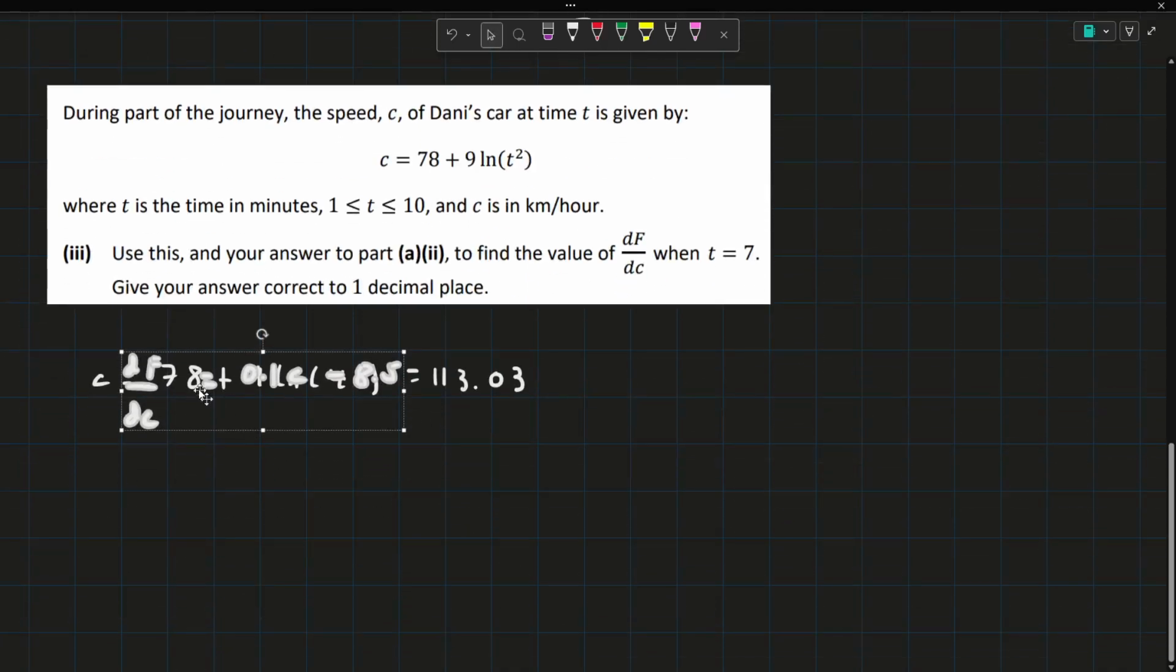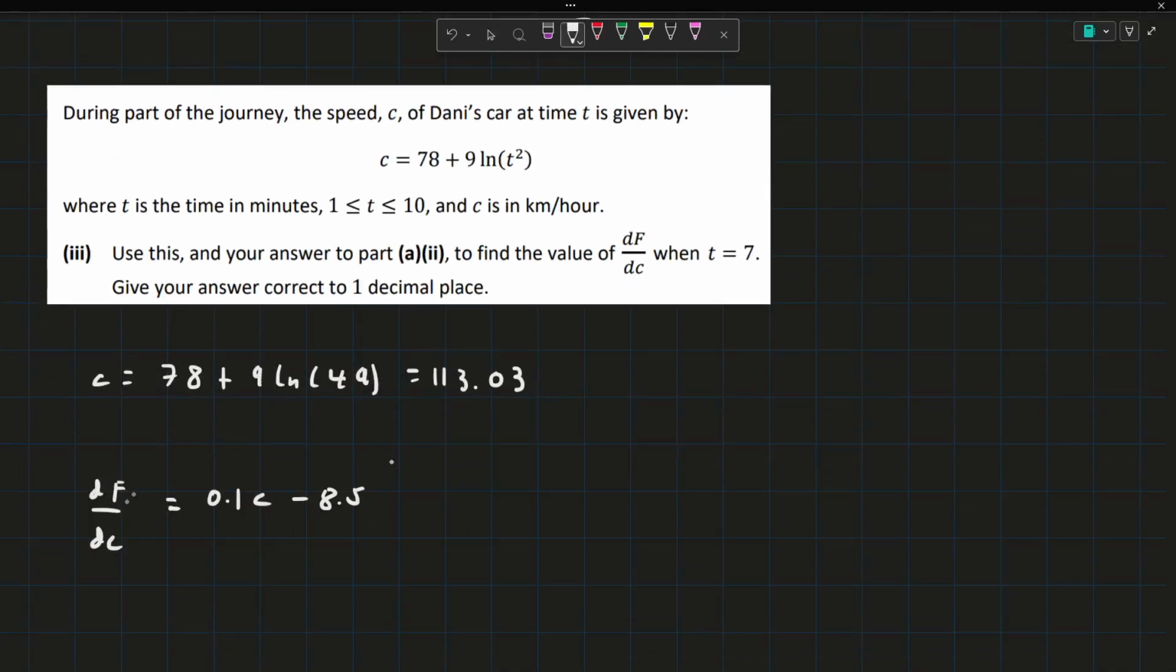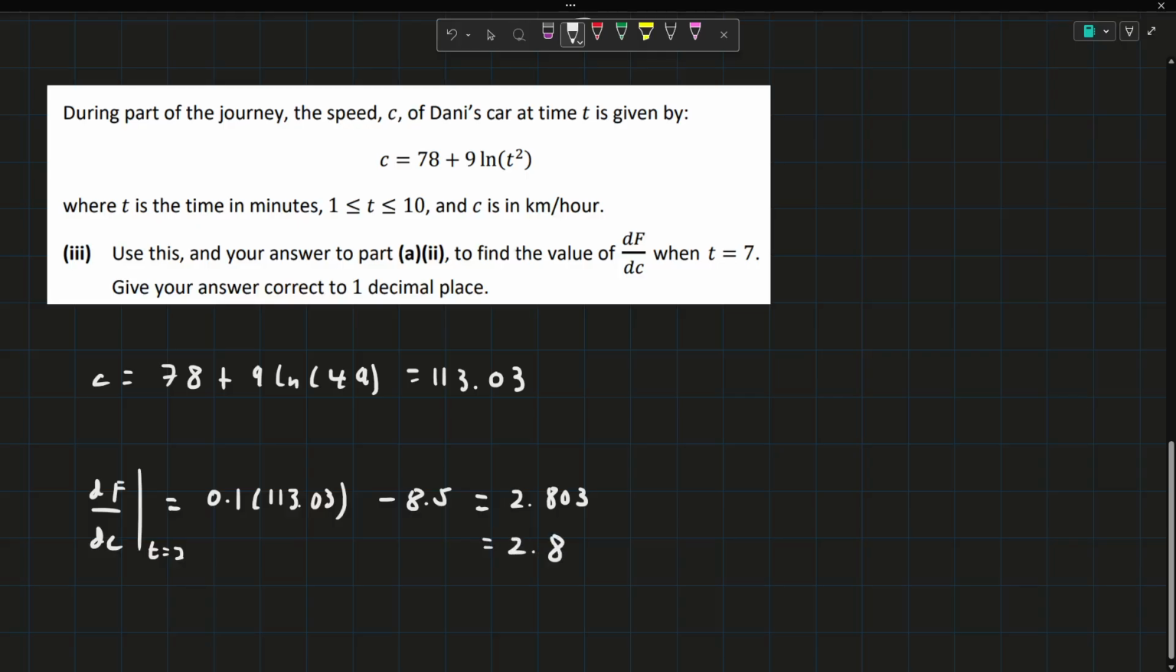So now df dc when t is equal to 7, or in other words, when c is equal to 113.03, well, then we just replace that c with 113.03, and then figure out what that is equal to. So that gives us 2.803, and then it says to one decimal place, so let's say 2.8, and again, they don't really care about the units because they're very long.